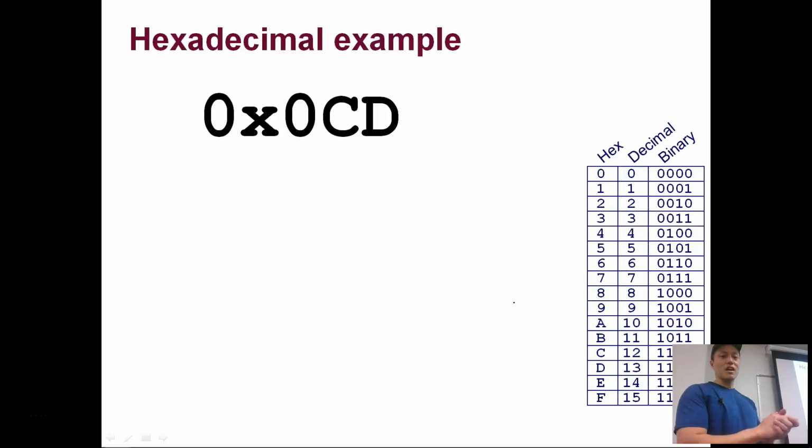All right, so let's figure out what 0xCD is in decimal. Given what you know about the hexadecimal values and the mapping of these letters to actual decimal values, what is the decimal for 0xCD? Work on this together. I'll give you a couple minutes.